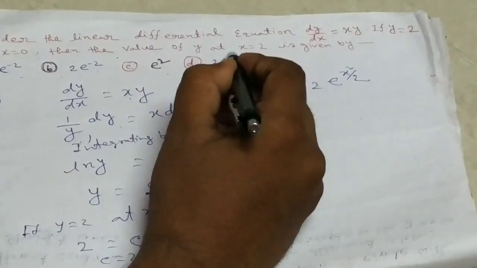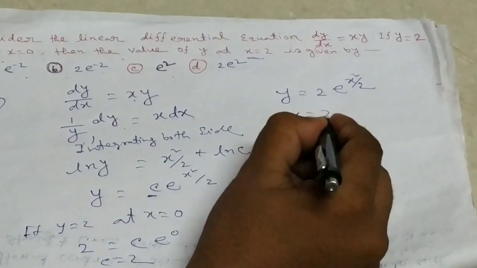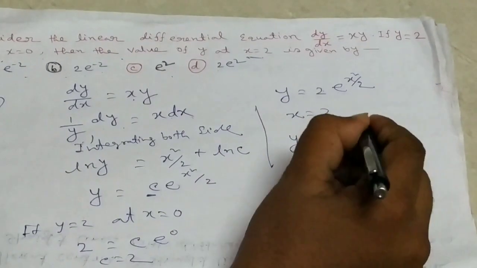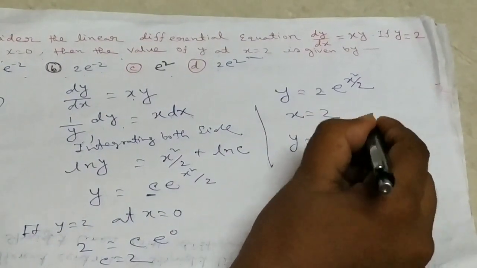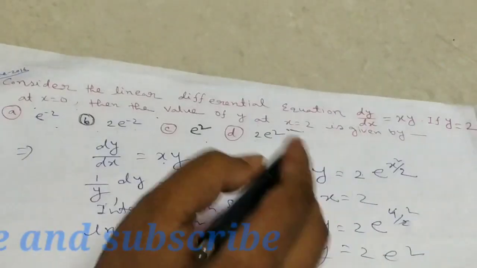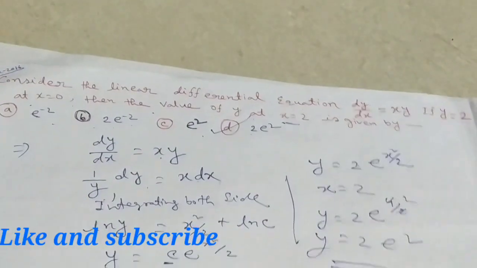Now at x equal to 2, what is the value of y? At x equal to 2, y is equal to 2 e to the power 2 square by 2, that means 4 by 2. That means 2 e to the power 2. So y is equal to 2 e square, which means answer D is correct.